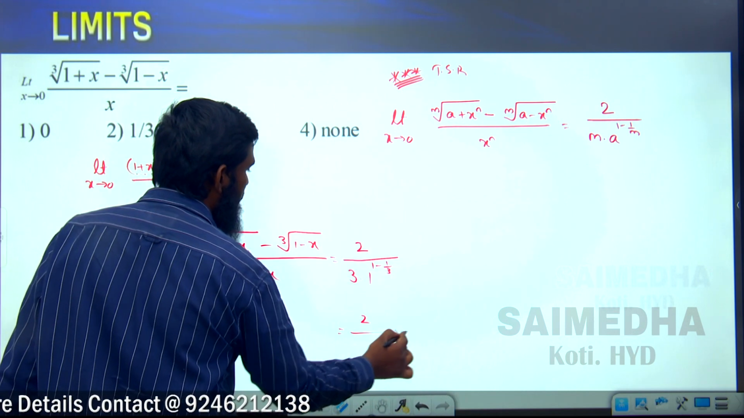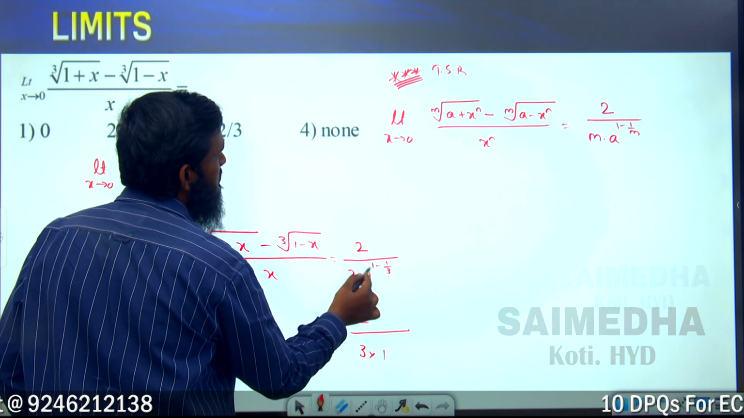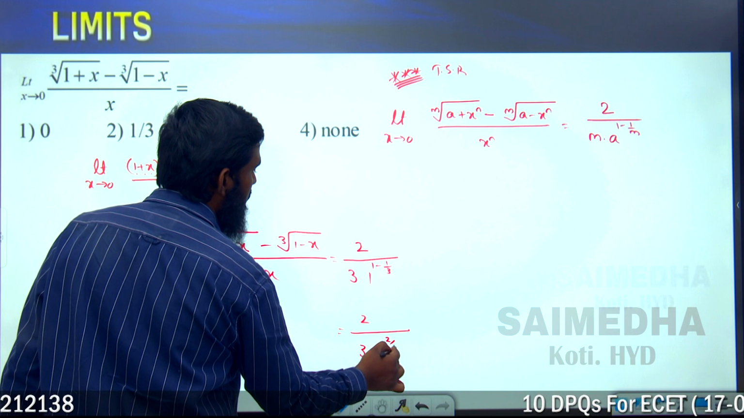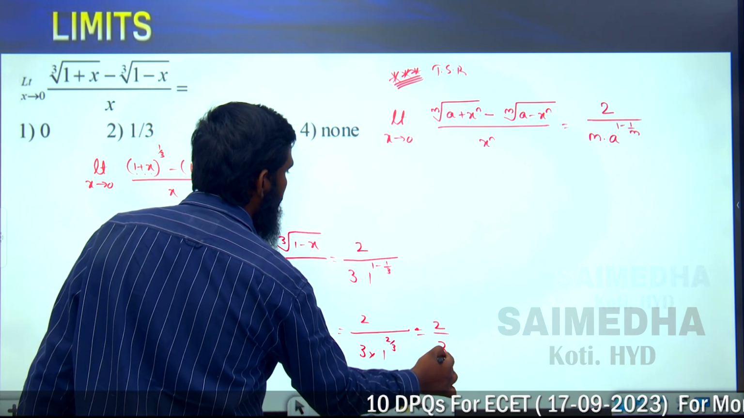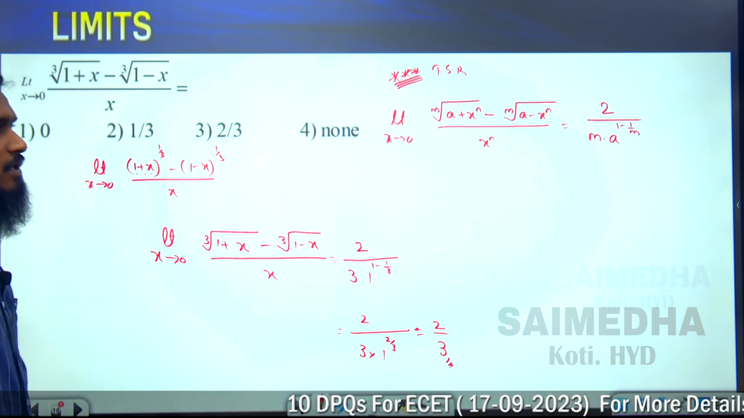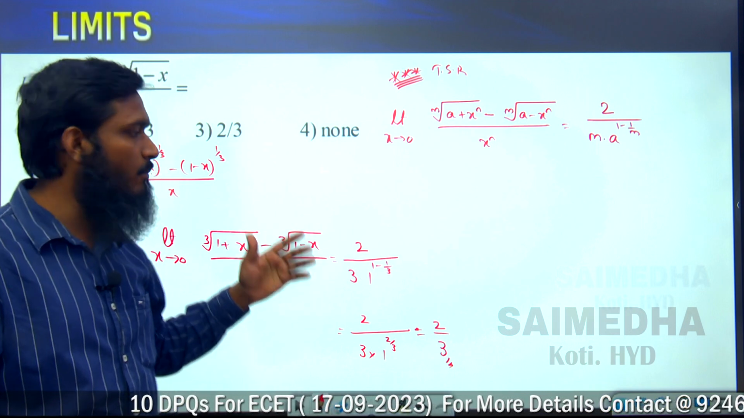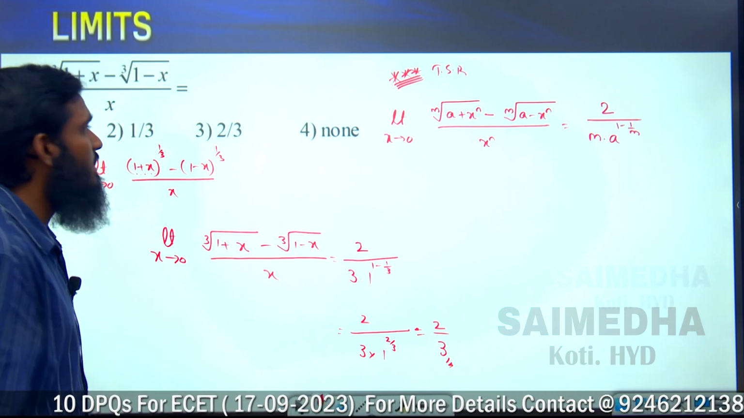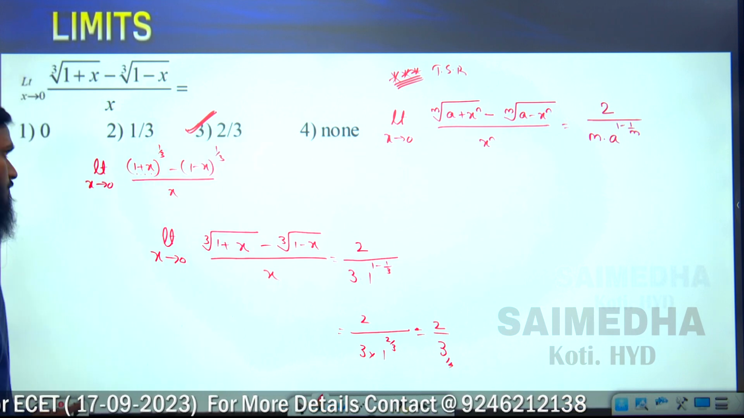So it is equal to 2 divided by 3 into 1 power, and 1 minus 1 by 3 gives 2 by 3. 1 power 2 by 3 is 1 only. So we are getting the answer as 2 by 3. Understood? With the help of this formula, 2 divided by m into a power 1 minus 1 by m, we can directly simplify this. We get the answer as 2 by 3, so option 3 is correct.